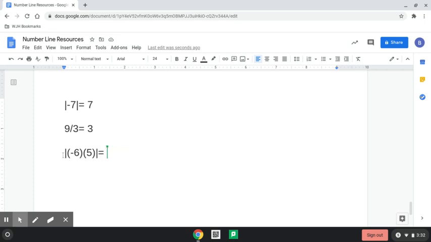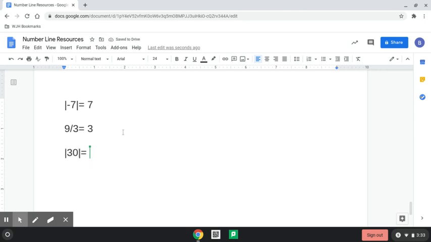So let's look at this again. The first thing we do is what is inside the absolute value sign. So that's really this whole thing. We can just do the whole thing and then find the absolute value once we've solved it. Negative 6 times 5, that's a negative times a positive. So we're going to end up with positive 30.